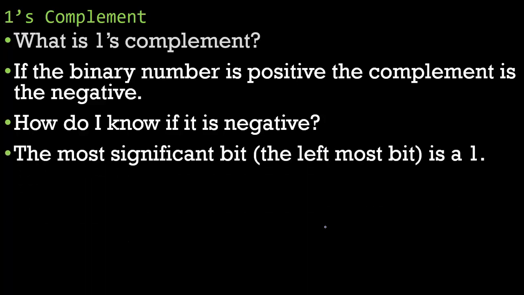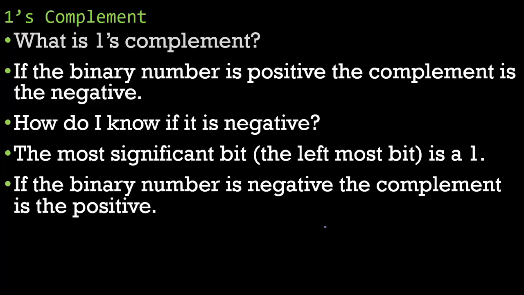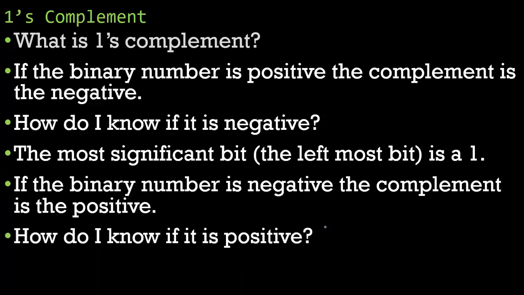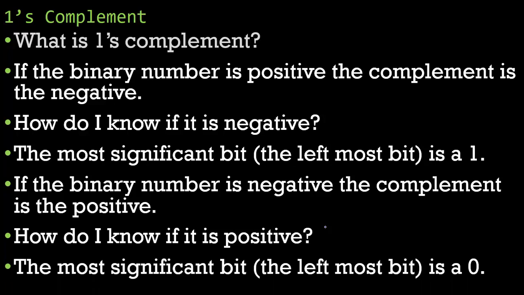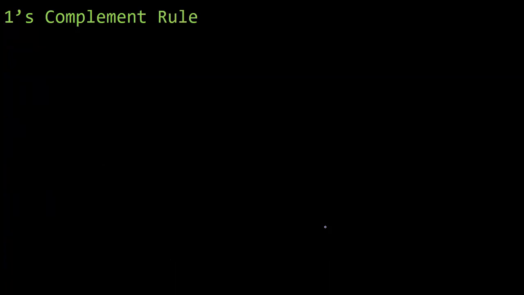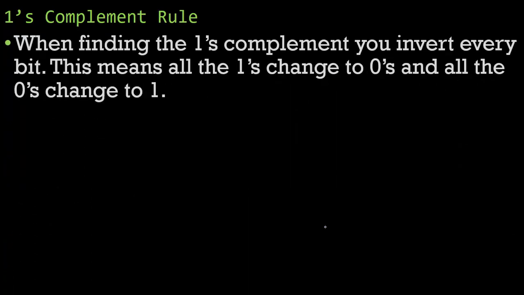The most significant bit, the leftmost bit, has to be a 1. If it's a 1, we know it's given us a negative binary representation. Now, if the binary number is negative, the complement would be the positive. Well, how do I know if it's positive? The most significant bit, the leftmost bit, is a 0. That's how we know. So here's the ones complement rule. It's very easy. When finding the ones complement, all you have to do is get the binary value and you invert every single bit. This means all the ones change to zeros, all the zeros change to 1.